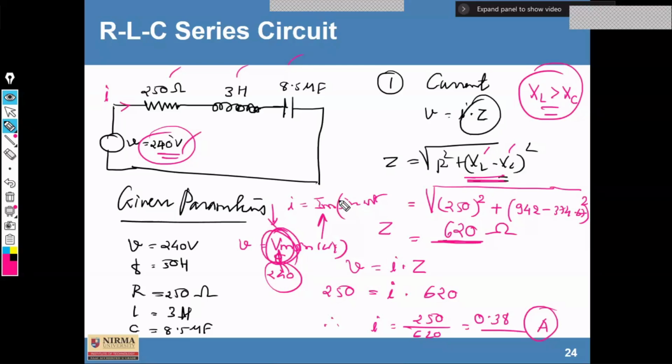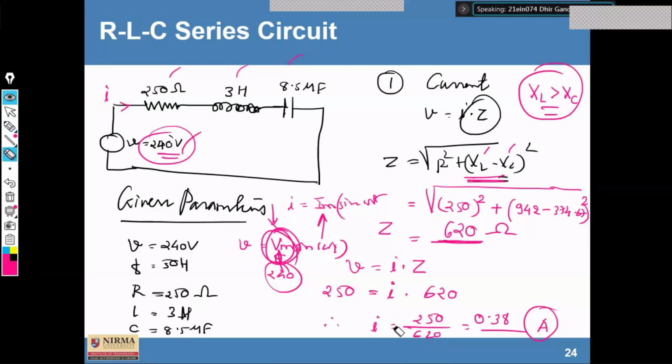So keep in mind, the values which are given in the circuits are always RMS values except when they mention otherwise. Correct? Okay, fine.